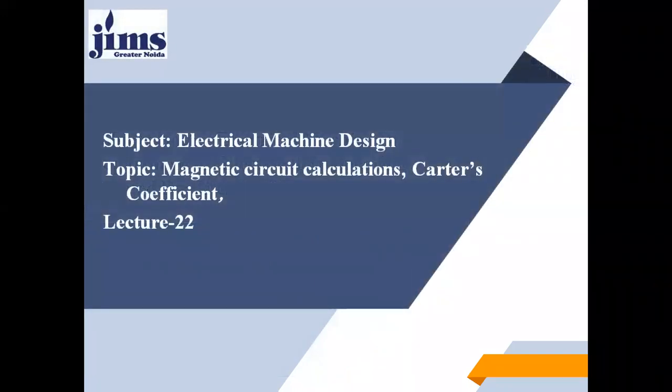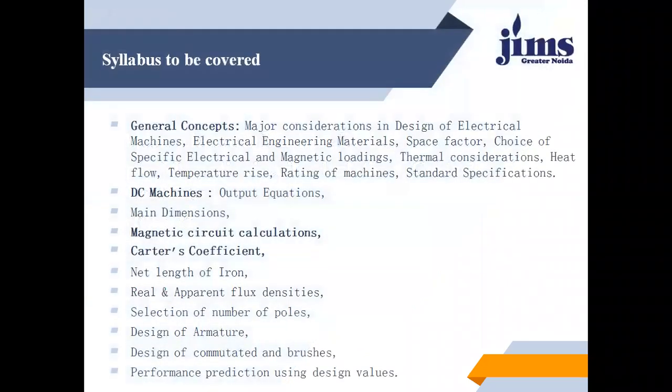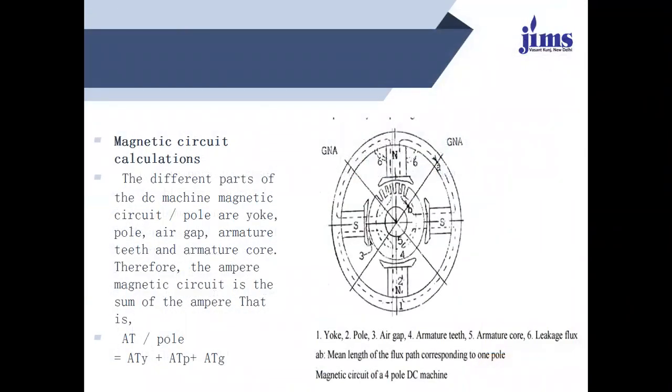In the previous lecture, we discussed the parameters related to DC machines. Now we will discuss the magnetic circuit calculation and Carter's coefficient. In the magnetic circuit, different parts are arranged with their notations.